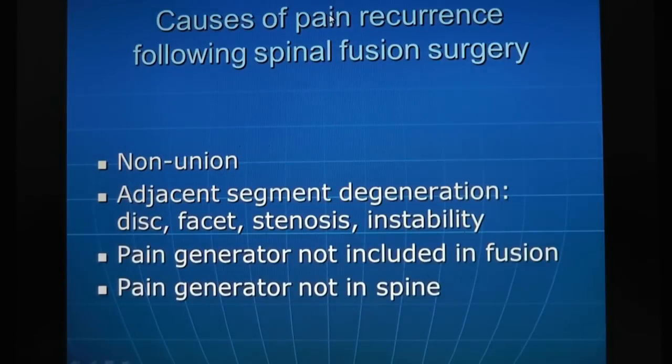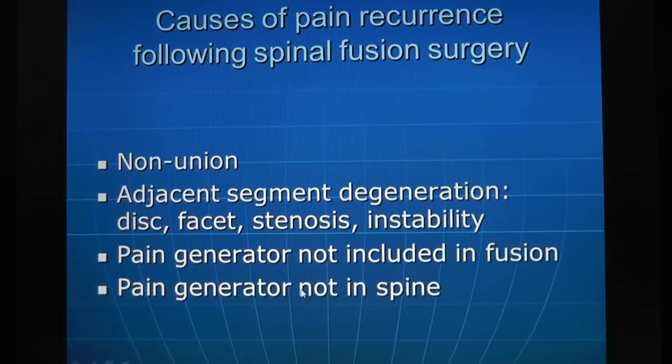So, okay, what can cause pain following a recurrence of spinal surgery? Let's say you do a spinal fusion and the patient comes back, I'm hurting. Well, it could be a non-union and never healed. It could be adjacent segment degeneration of either the disc, the facet, stenosis. She does have C3, C4 stenosis, I think, and she does not have instability. Maybe the pain generator was never included in the fusion mass, so maybe she had a C7, T1 disc herniation that nobody ever saw, and that's why she still has pain. But that's not her case.